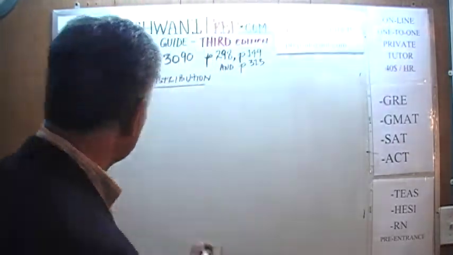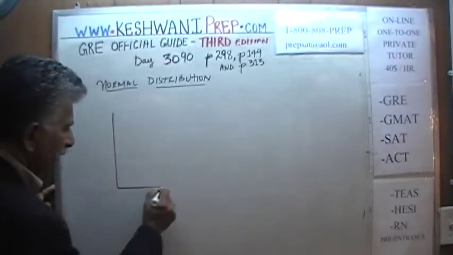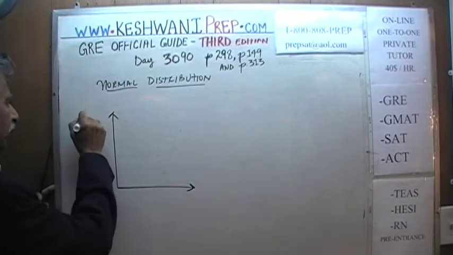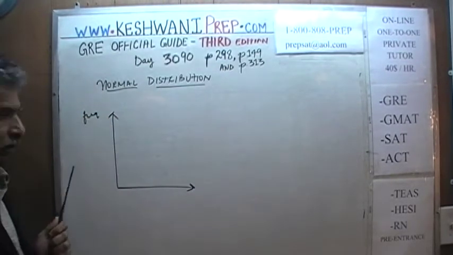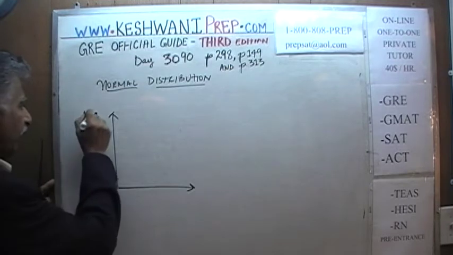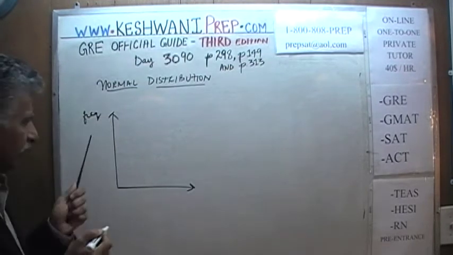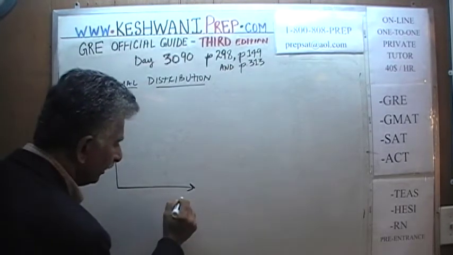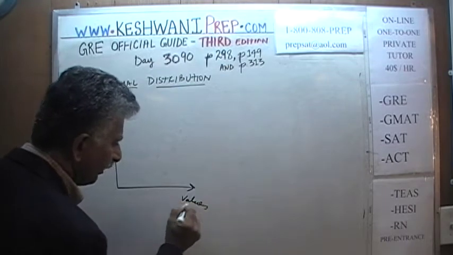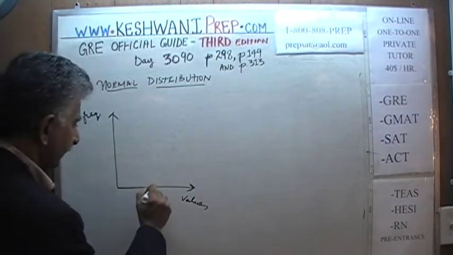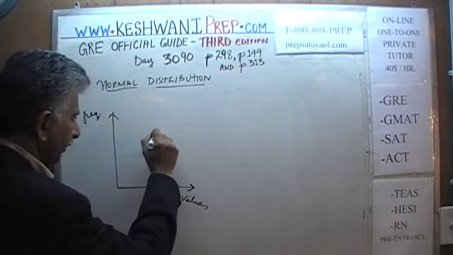But the difference lies in the fact that in a histogram, we have very little data. For example, here's a histogram. On what do we put on the y-axis? On the y-axis, we put frequencies, of course. Either absolute frequencies or relative frequencies. We have frequencies, and here we have the values, whatever it is that we're measuring.